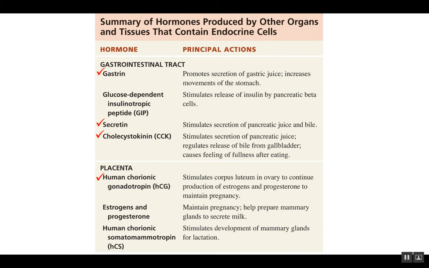The placenta produces a very important hormone called human chorionic gonadotropin. This hormone is actually the target of pregnancy tests because early on, an embryo produces this hormone. Estrogen and progesterone are produced by the placenta. These hormones during pregnancy help maintain that pregnancy.